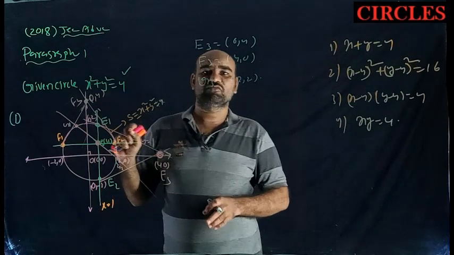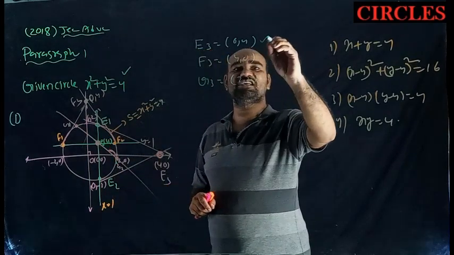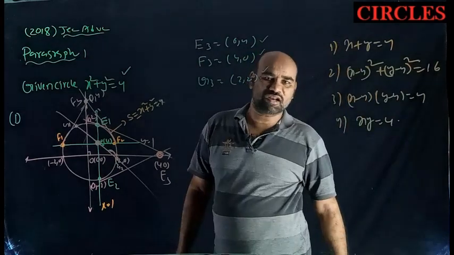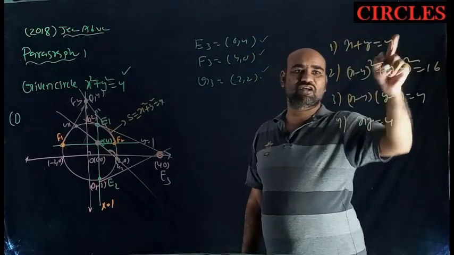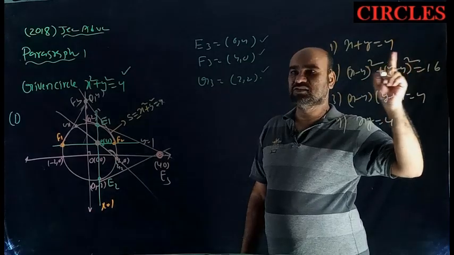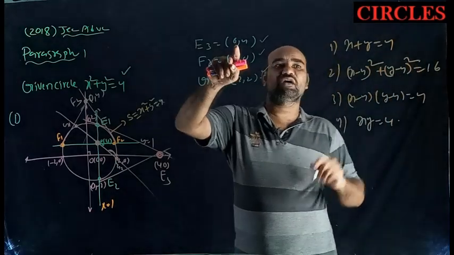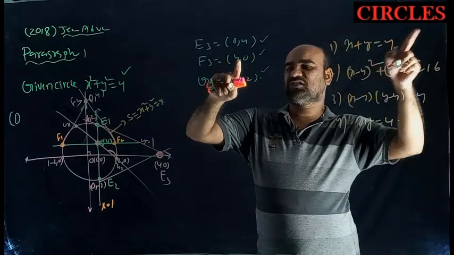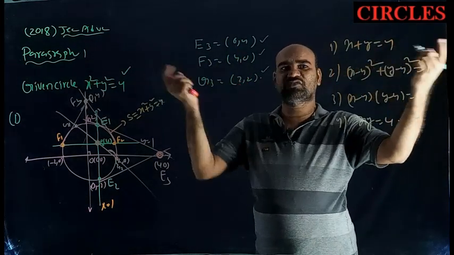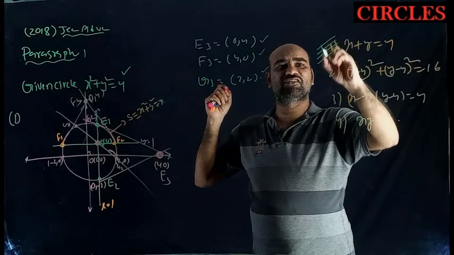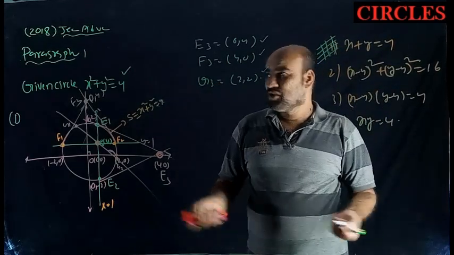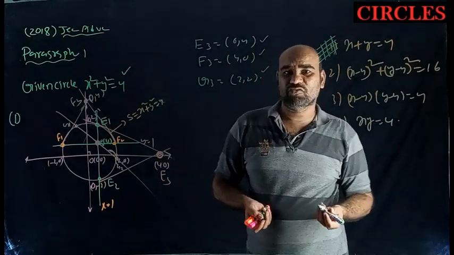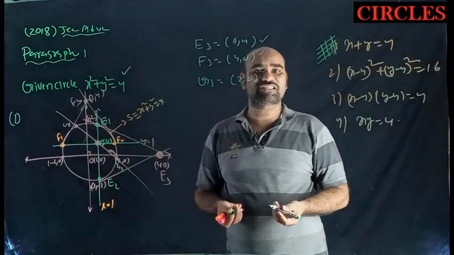So what is the question? These 3 points lie on which curve? Four options are given: x + y = 4 curve, (x - y)² something. Just do substitutions. (0, 4) satisfies, (4, 0) satisfies, (2, 2) satisfies, so option 1 satisfies. No need to check the remaining options because this paragraph question is single answer type. We got x + y = 4, therefore option 1 is the answer for the problem.